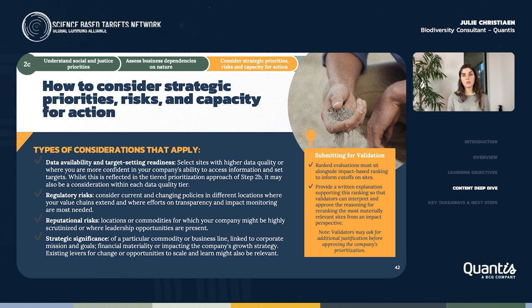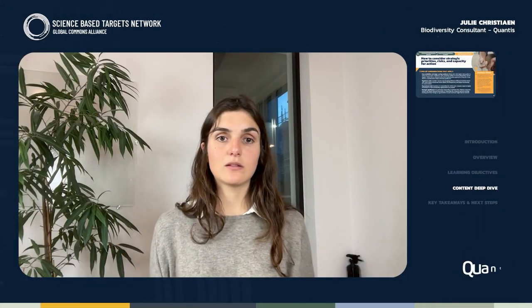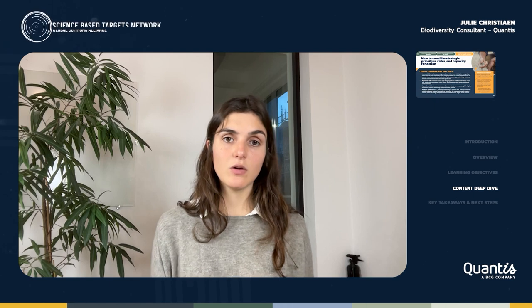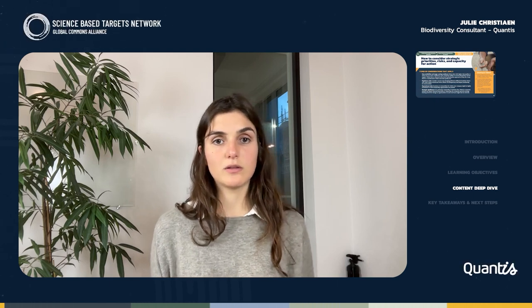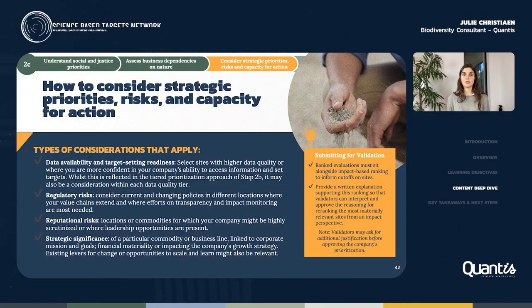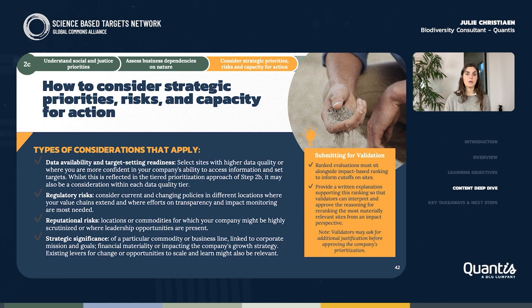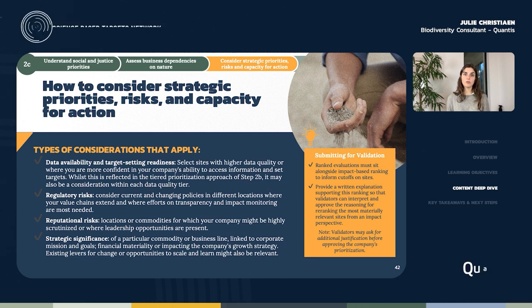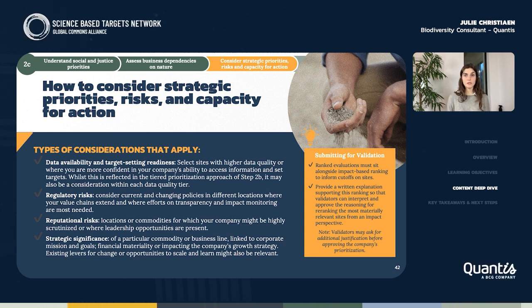So some of the key considerations include data availability and target setting readiness. So that means selecting sites for which data quality is higher or where the company is more confident in its ability to access the information and set targets. Another consideration is regarding regulatory risks. That is considering what are the current but also evolving policies in different regions, and especially regions where transparency and impact monitoring are critical.